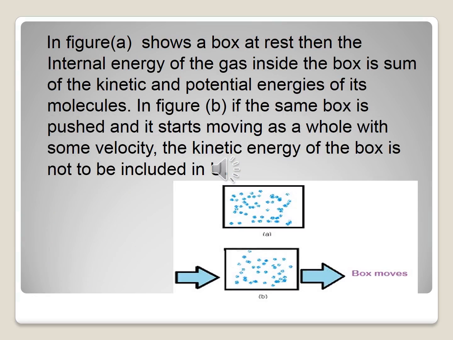Figure A shows a box at rest, so the internal energy of the gas inside the box is the sum of both potential and kinetic energies of its molecules. And in figure B, if the same box is pushed with some force and it starts moving as a whole with some velocity, then the kinetic energy of the system is not included in the internal energy U. Why? Because the system is not in equilibrium.